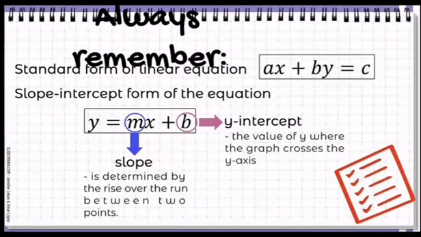In this lesson, there are some important points to remember. Take note that the standard form of linear equation in two variables is ax plus by equals c, where a, b, and c are real numbers. When we say real numbers, these are the types of numbers that we normally use, such as whole numbers, positive and negative numbers or integers, decimals, and fractions. Another, we have the slope-intercept form of the equation, which is y equals mx plus b, where m is the slope, which is determined by the rise over the run between 2 points, and b is the y-intercept, which is the value of y where the graph crosses the y-axis.